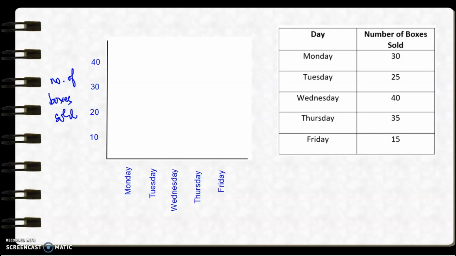So, sabi dyan, 30, no? So, ito yung Monday natin, 30. So, tapatan lang natin yan. And then, Tuesday, 25. So, gitna siya ng 30 at 20. So, 25. And then, Wednesday ay 40. Yan. And then, pagdating ng Thursday, 35 naman. So, gitna. And then, pagdating ng Friday, mababa ang benta nila. 15 na lang. Ayan. So, we just have to connect them. So, yung Monday to Tuesday first. And then, Tuesday to Wednesday. Wednesday to Thursday. And then, Thursday to Friday. There we have the line graph.